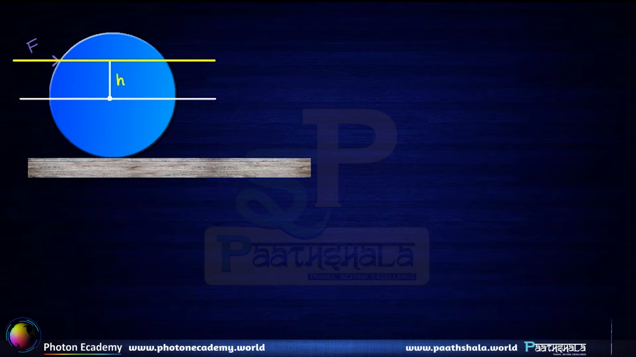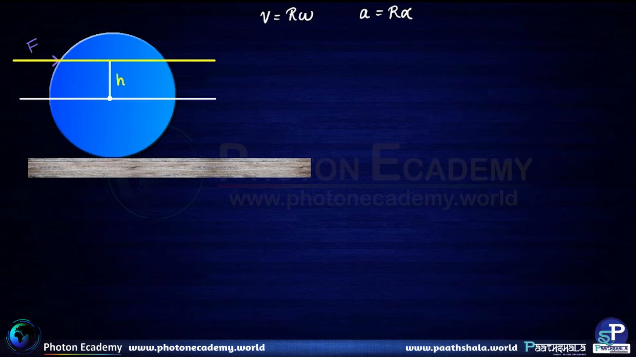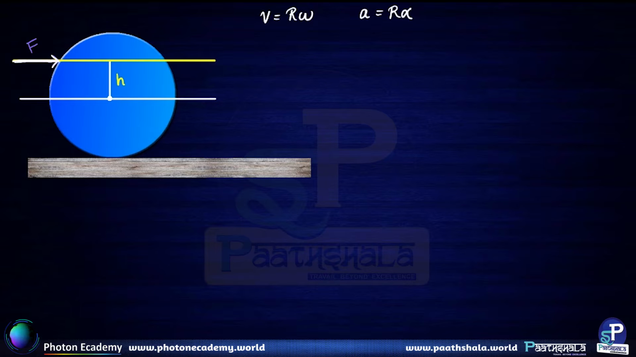So since it is rolling without slipping, naturally we can write down V is always going to be equal to R omega. And also if we differentiate this equation, then we get another relation. Acceleration is going to be equal to R alpha. Alright. So the force F that is applied is parallel to the ground. So this force F is going to play an important role in the analysis of this particular question.